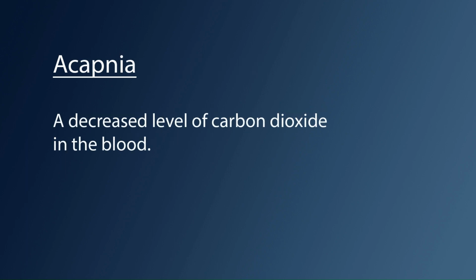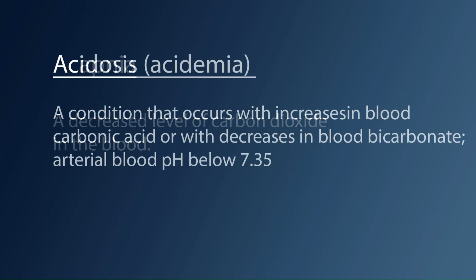Acapnia. A decreased level of carbon dioxide in the blood. Acidosis. A condition that occurs with increases in blood carbonic acid or with decreases in blood bicarbonate, arterial blood pH below 7.35.